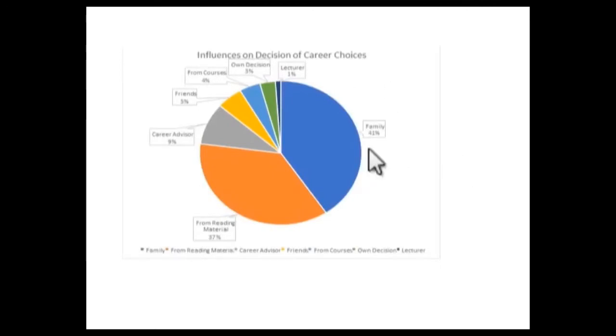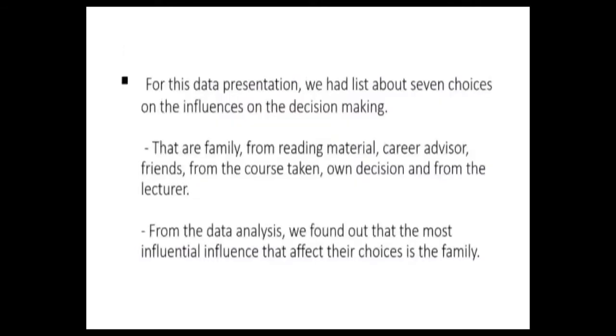The family gets the highest result. So from this data presentation, we listed 7 choices of influences on education decision making. They are family, reading material, career advisor, friends, the course taken, discussion, and the lecturer. From the data analysis, we found out that the most influential effect on their choice is the family.